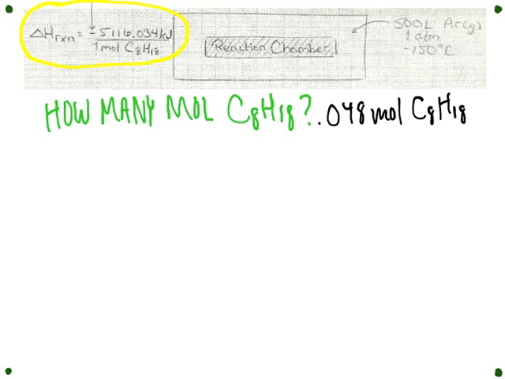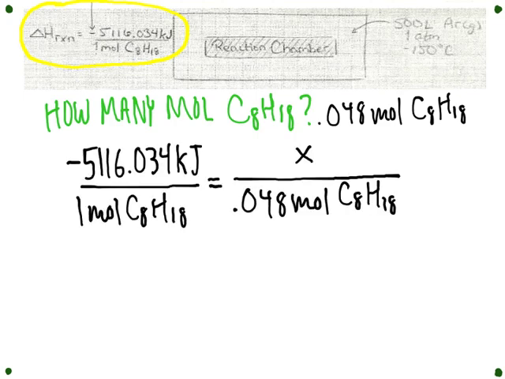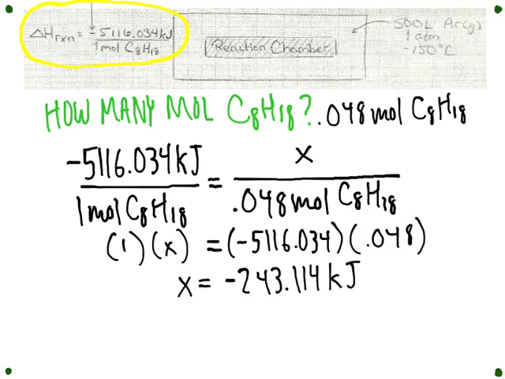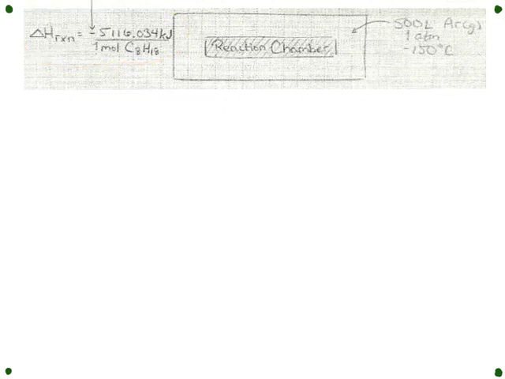We then set up yet another proportion where we compare the perfect heat of reaction to what we have of octane. If this amount of heat is lost for every 1 mole, then we lose 243.114 kilojoules of heat for 0.048 moles of octane. So this is the amount of heat generated and subsequently lost by the reaction. The next step is to calculate the change in temperature of the argon gas surrounding the reaction chamber. When a reaction occurs and releases heat, the heat goes into the gas, raising its temperature.